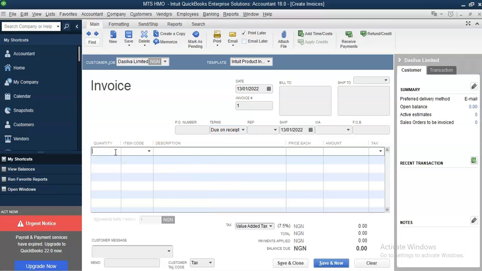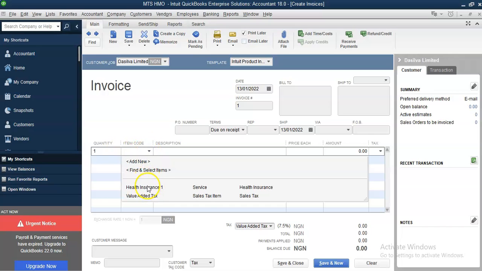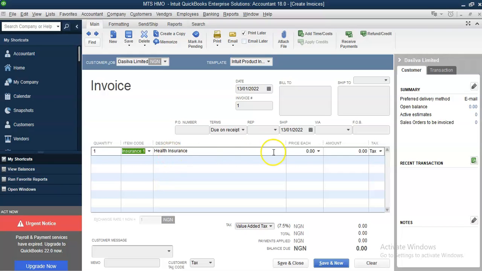Then here, your quantity is going to be 1. And your item code here is going to be your health insurance 1. So in the description here, you can say healthcare plan 1 for Da Silva Limited staff for year 2022. Are you good? Then let's say the amount is 12 million.